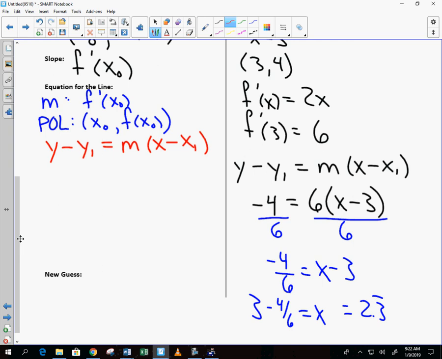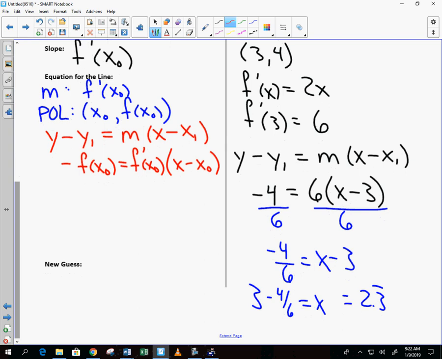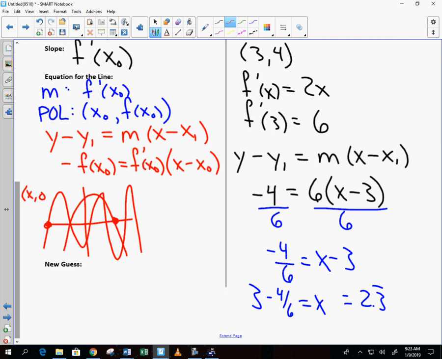What is y? 0. What is y1? f of x sub 0. So I have negative f of x sub 0 is equal to m, which is f prime of x sub 0, times x minus x sub 0. y is 0 because we're finding the x-intercept. So remember when I drew this for you? We know that the x-intercept has a y value of 0. Anything that you draw, anytime something crosses the x-axis, it always has a y value of 0. So as long as we have an x-intercept, we know we have a y value of 0.